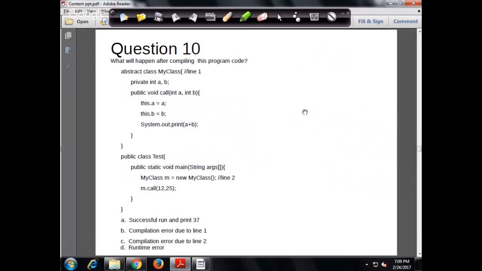So Chaitanya has answered that the option is B, compilation error due to line 1. Okay. So A, prints 37. That's what Jagapati has answered. Okay. Let me just see if I have some more options. Okay. Pramod says answer is C, option C. Rakesh says A.